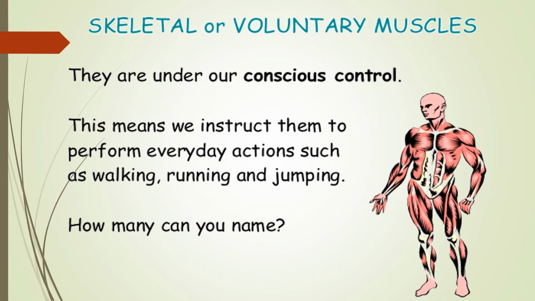Skeletal or voluntary muscles, they are under our conscious control. You control them, like your hands, your legs. This means we instruct them to perform everyday actions such as walking, running and jumping. Now there are a few that you can name, like your hands, your legs. Other than that, I would like you all to name any two more voluntary muscles that are under your control.